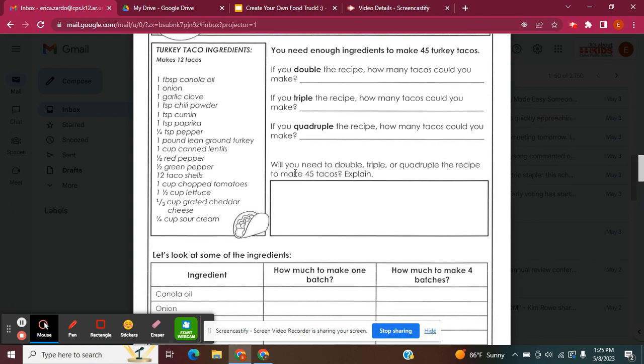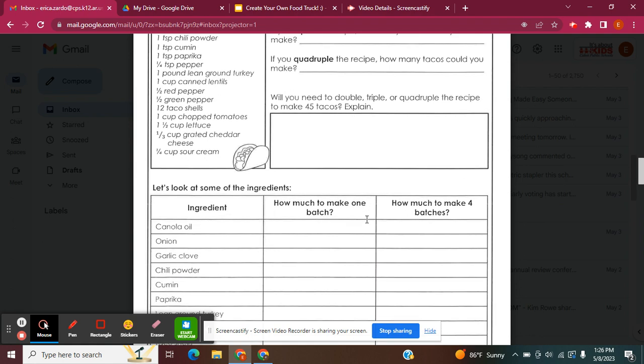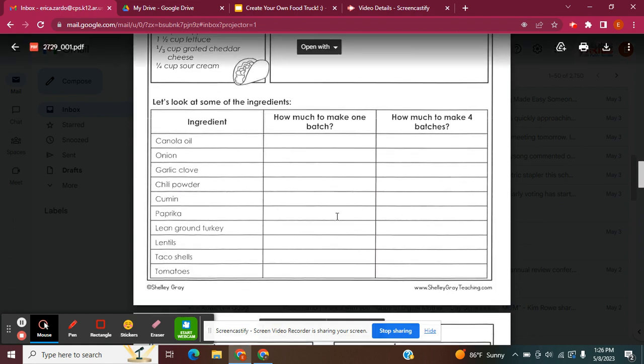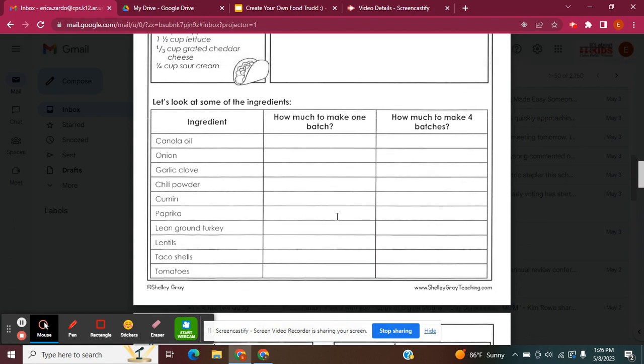And then it says, will you need to double, triple, or quadruple the recipe to make 45 tacos? Explain. This is where you show your work. This is also where you use your RACE strategy for math that Miss Daly taught you. Okay? Now, here's the fun part. Here's where you start doubling things, tripling things, adding fractions, all the fun parts.